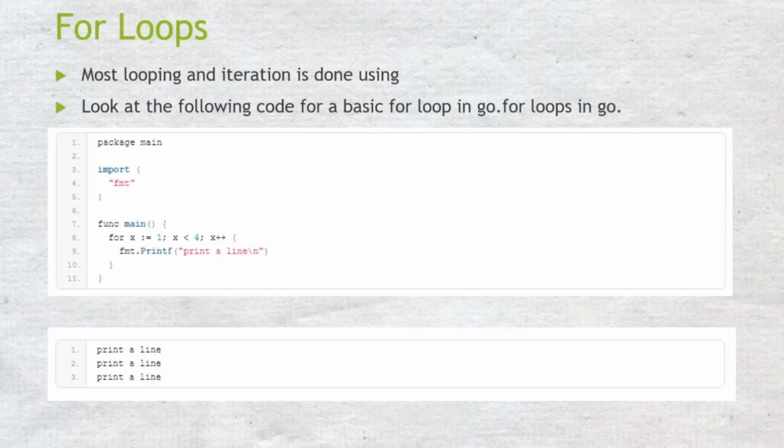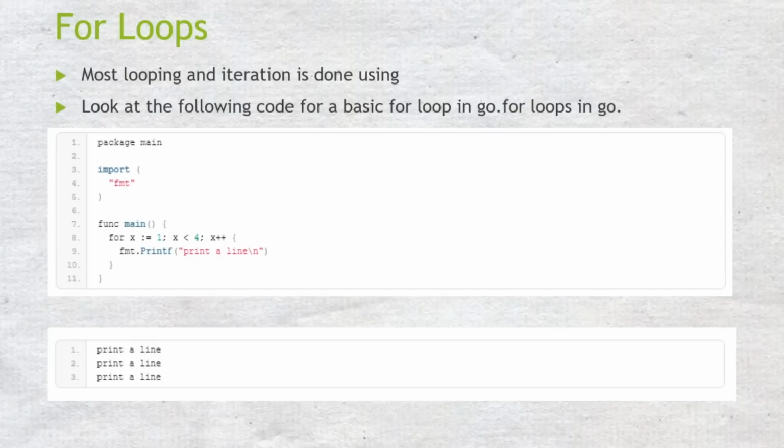And we'll move on to for loops. Most looping and iteration is done using for loops. Looking at the following code for a basic for loop in Go. So here we can see our package main again. We're importing the format package so we can print stuff out. In our main function we have for x is set to 1, and then put a semicolon. Remember in the previous lesson, this is where we're combining statements on one line, which is perfectly acceptable for the for statement. And this looks pretty similar to other languages like C++ or even Python.